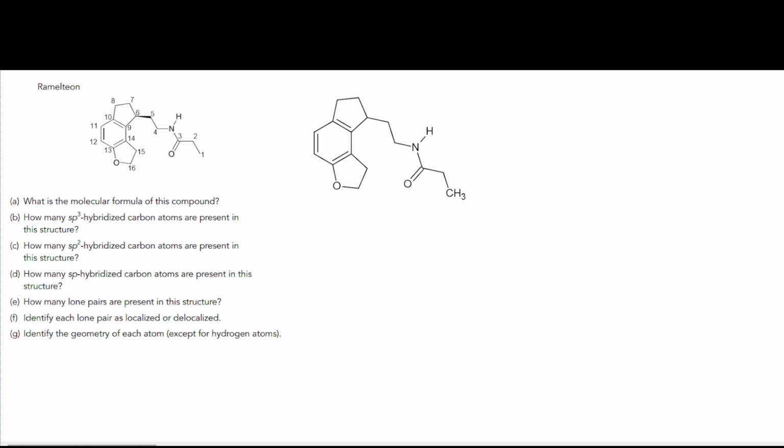So this particular molecule is Ramelteon, and they're asking in A, what is the molecular formula of this compound? I've already numbered the carbon skeleton here. Of course, this numbering is not as per the IUPAC standards; it is just to make sure you understand that all the carbons are numbered. In total, we have 16 carbons. So the molecular formula starts with C16.